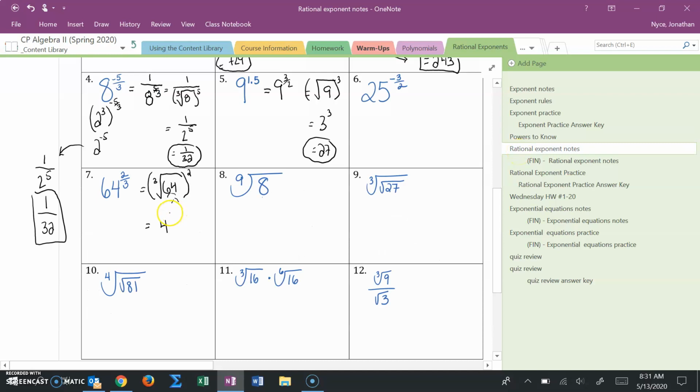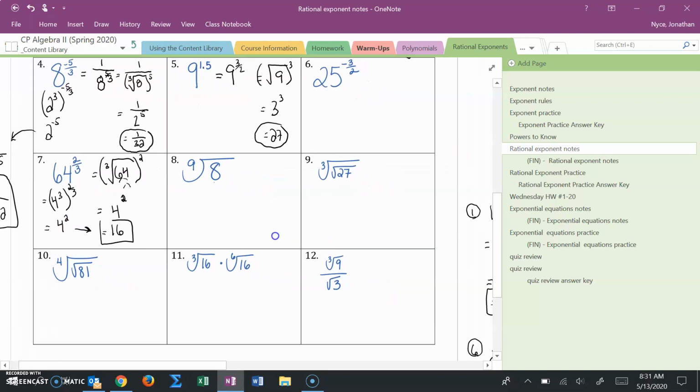And we have 4 squared, which gives us 16. Or, again, we can do 64, rewrite that as 4 to the third power. Three times 2/3 is going to give us 2, and 4 squared is 16. We take a look at number 8, the 9th root of 8.